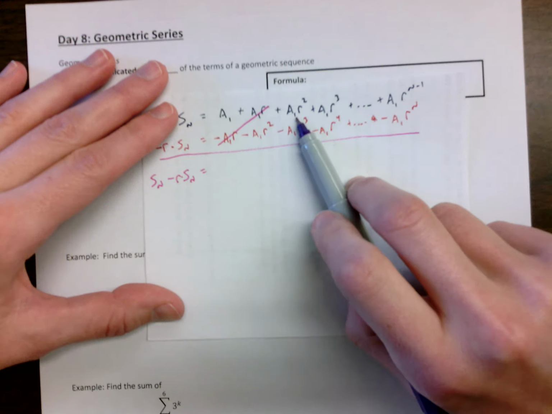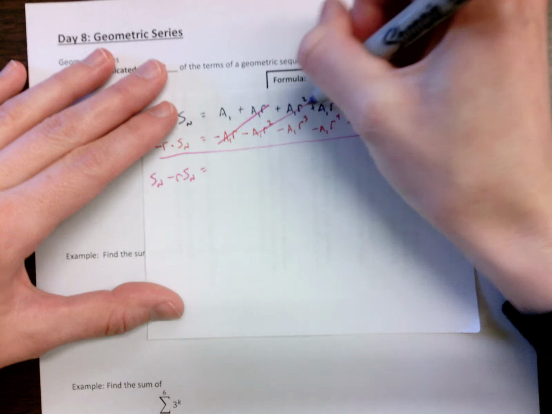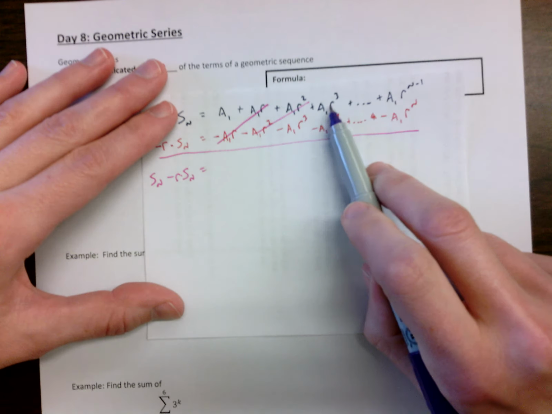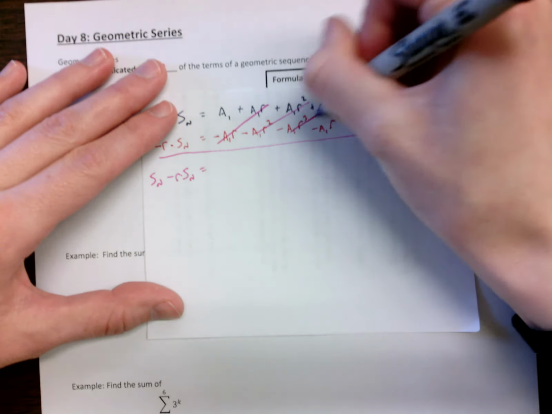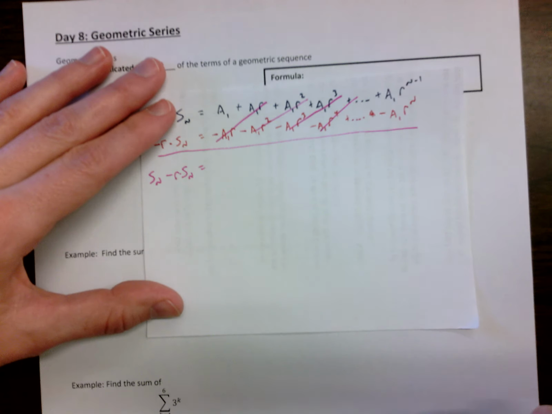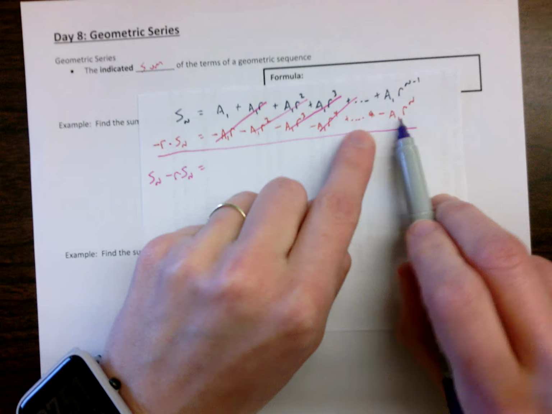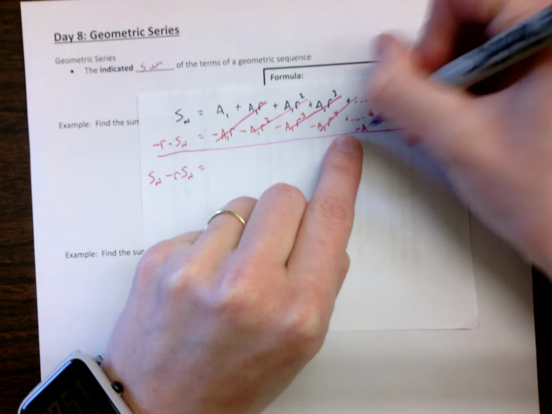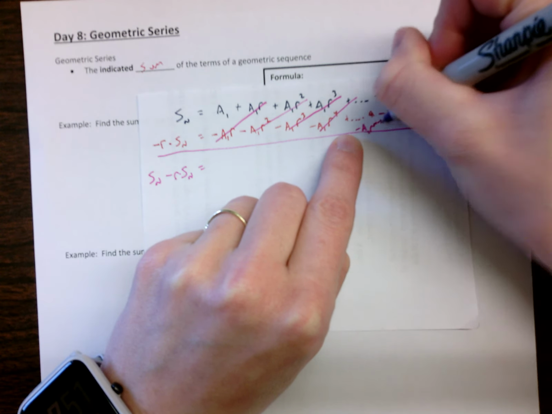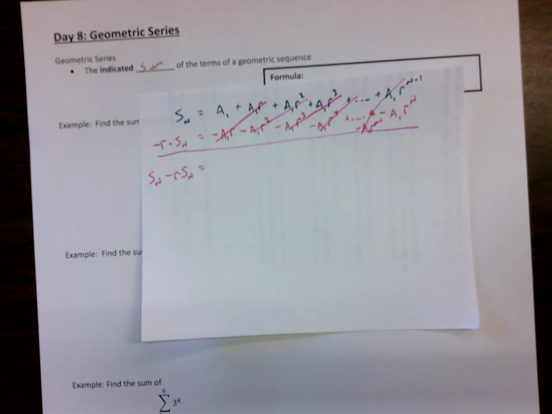Similarly, I've got a positive a sub 1 r squared and a negative a sub 1 r squared. That's going to cancel out. And then these guys are going to cancel out. I didn't write it, but we know the next term here would be a sub 1 r to the fourth, so that would cancel with this guy. And again, I didn't write it, but right before this one there'd be a negative a sub 1 r to the n minus 1. That would cancel with that guy.